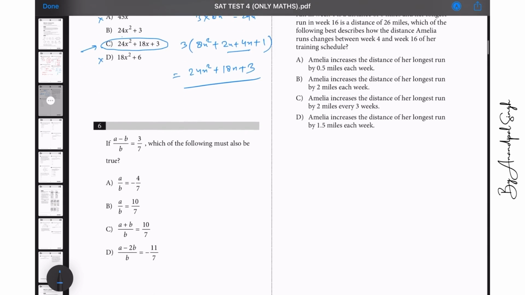Next question, question number 6. Which of the following must be true? (A minus B) over B equals 3 over 7. Then which of the following is true?